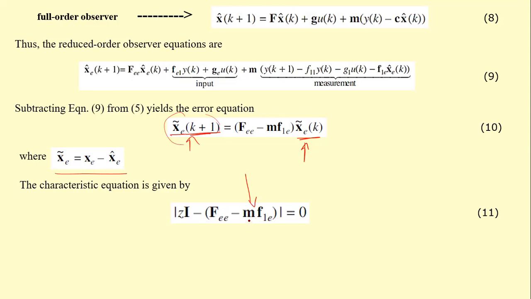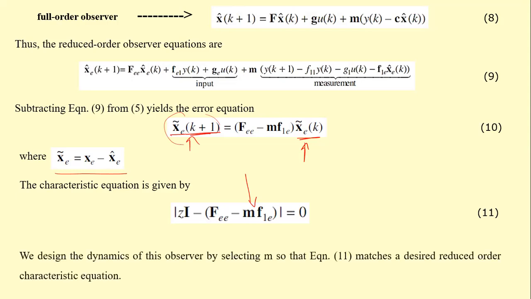So if we can find the values of the elements of matrix M such that the F_ee minus M F_e matrix can place the required closed loop poles at the desired location. So we have this state observer, the reduced order state observer, available to us, right? So our purpose is to select M so that this equation can match with the desired reduced order characteristic equation.